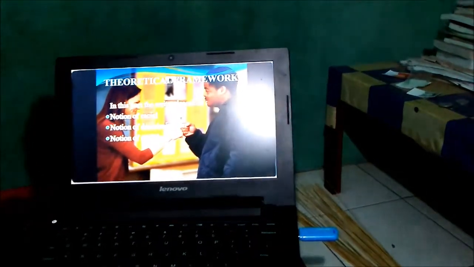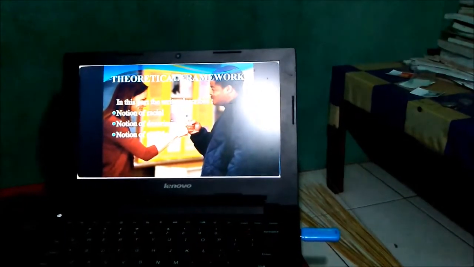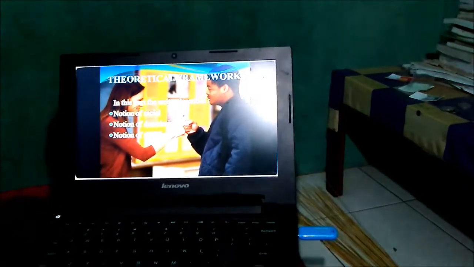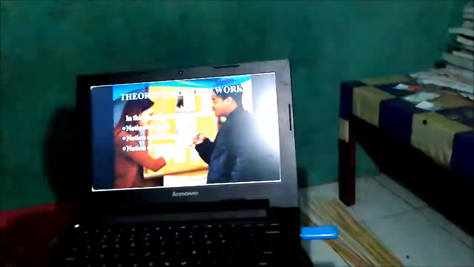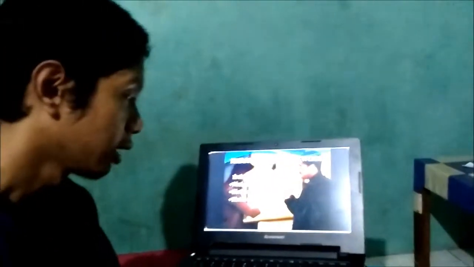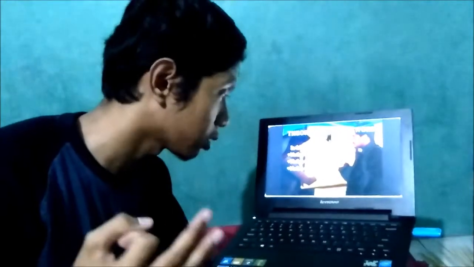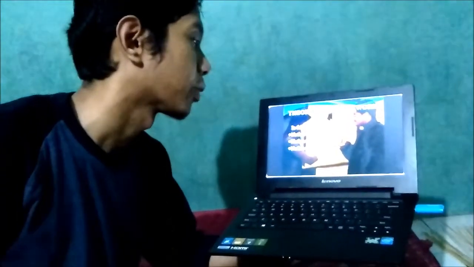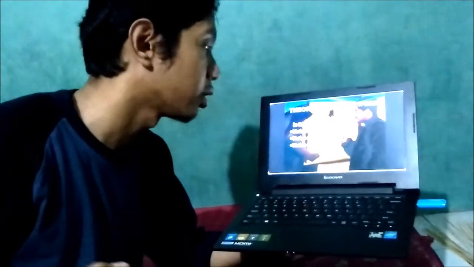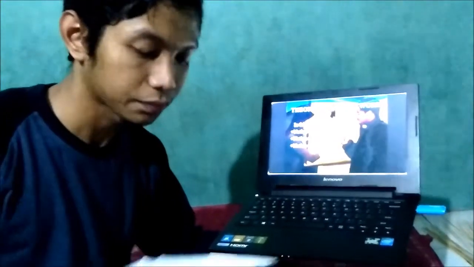And next, theoretical framework. In this part, the writer describes the notion of racial. The first, the notion of racial, the second, the notion of discrimination, the third, the notion of sociology. The first, notion of racial.